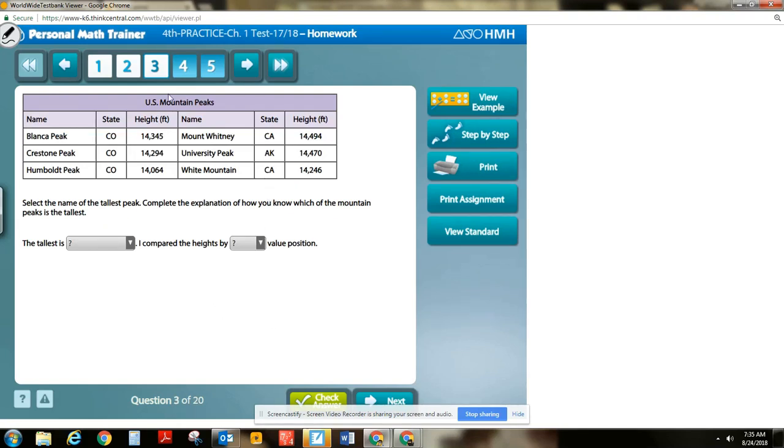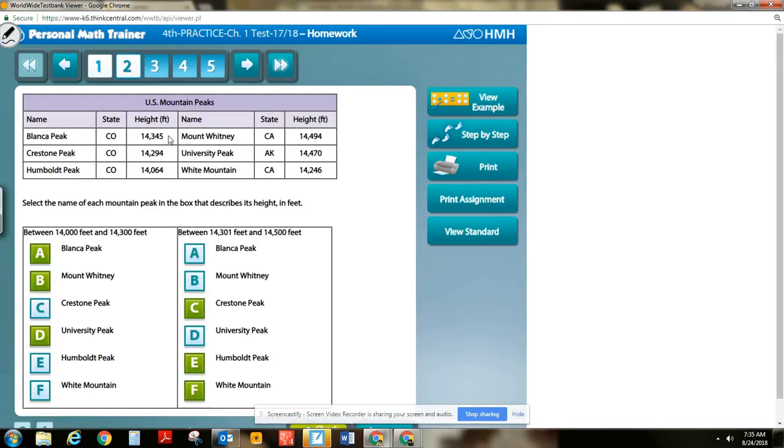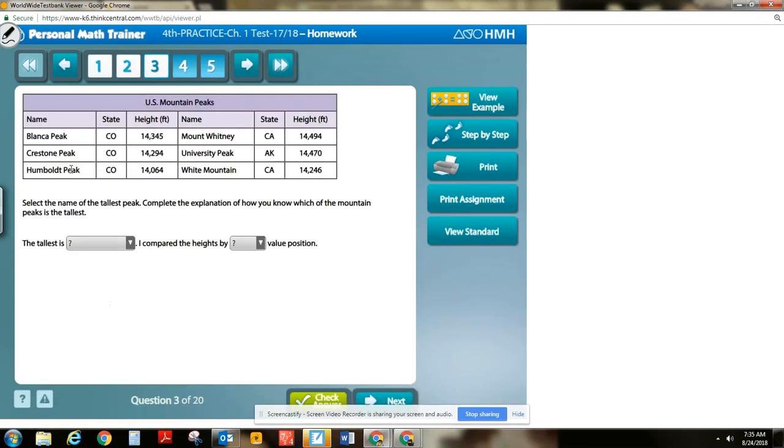Oh, here we go again. Look at this table again. Now, a lot of this seems a lot like the information in number 2. Well, I don't know about you, but I cannot remember 6 mountain peaks and all their numbers. So it's helpful that they gave me that table again. Select the name of the tallest peak. Tallest, I'm thinking the highest, right? And complete the explanation of how you know which the mountain peak is the tallest.